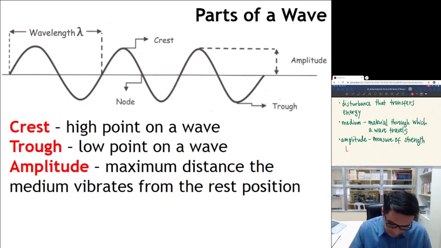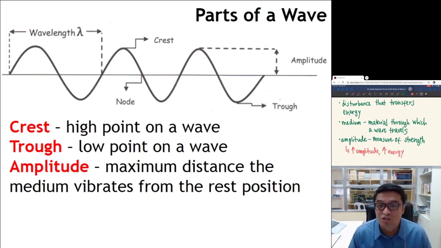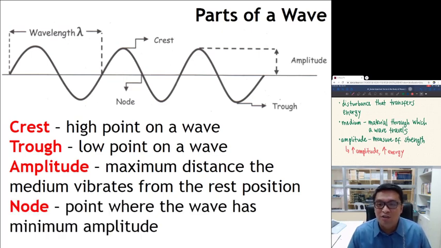So this means that if a wave has high amplitude, it means it carries a lot of energy. That's why it's considered a strong wave. Now, aside from amplitude, the wave also has a node, and it is a point where the wave has minimum or zero amplitude. In our diagram, you see that the node is located on the rest position, meaning it has zero amplitude, and that is how we define node.